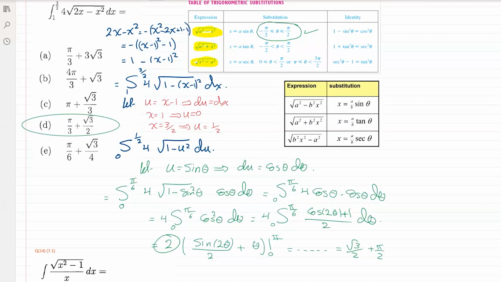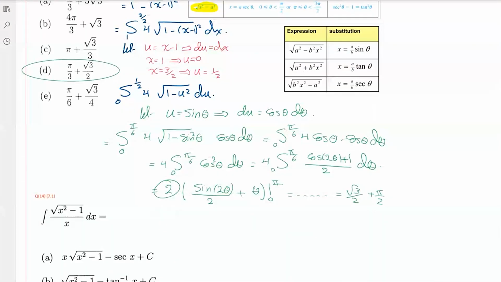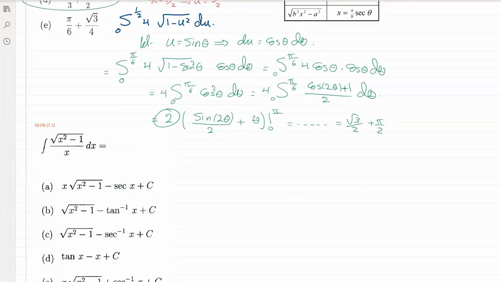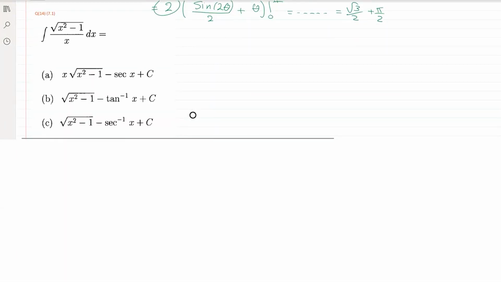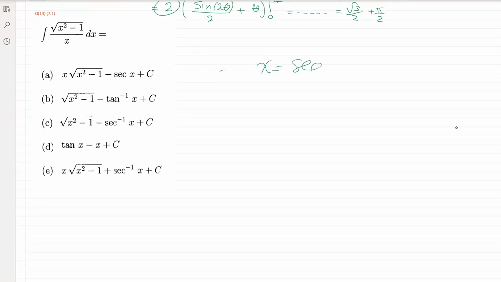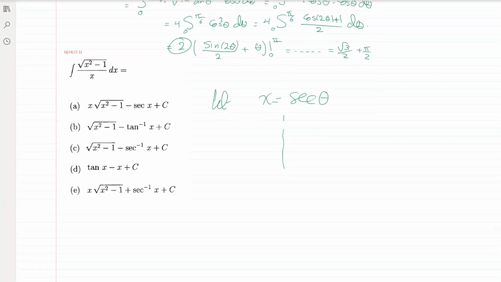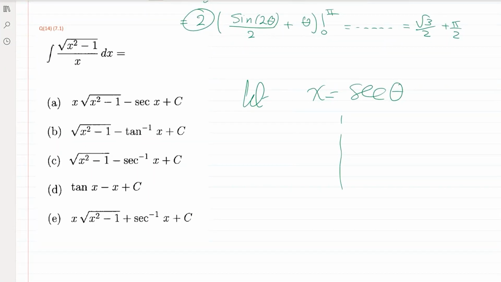Yeah. Yes. The last one, the last example here, I will send it to you, but I think this is the substitution of what? Of secant. So here the idea is just let x equal secant theta. And this is how you start with it. I will send you the full details, okay? And that is the last question here.